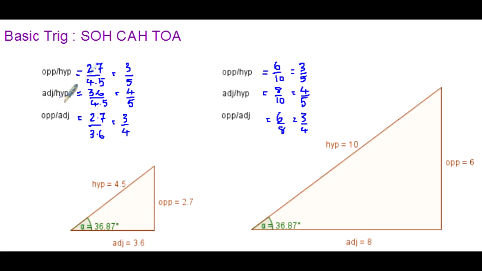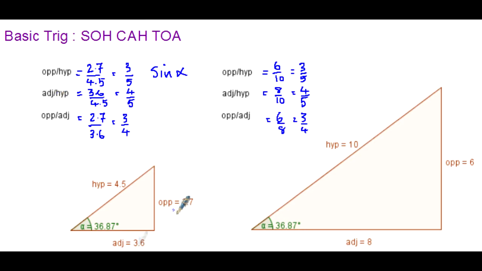The ratios of one side divided by the other, as long as they are relative to each other, the opposite to the angle divided by the hypotenuse, is 3/5 in both cases. And we call this ratio the sine of the angle. And the angle in this case is called alpha, 36.87, roughly to 2 decimal places.